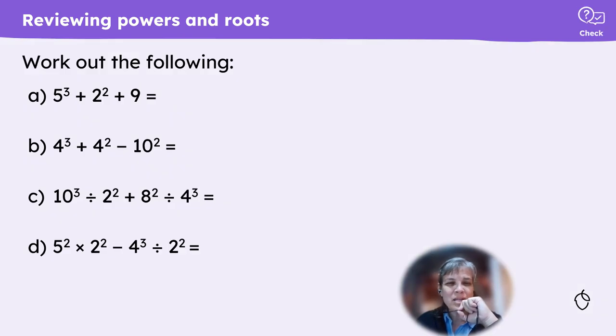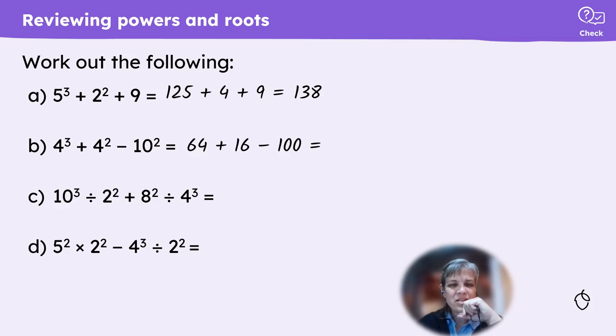All right, same way we worked out before. Pause the video and write down these questions and see if you can come up with an answer to each one. Okay, so you can pause the video. Okay, welcome back. So for A, 5 cubed is 125 plus 2 squared is 4 plus 9 is all equal to 138. Second one, 4 cubed, 64 plus 4 squared, 16 minus 100 is equal to negative 20.